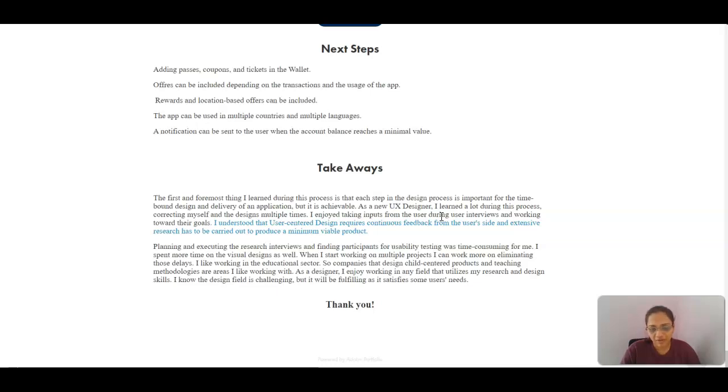In my future goals, I would like to work in the education sector. Companies that design child-centered products and teaching methodologies are areas I like working with. And as a designer, I enjoy working in any field that utilizes my research and design skills. I know the design field is challenging, but it will be fulfilling as it satisfies users' needs.